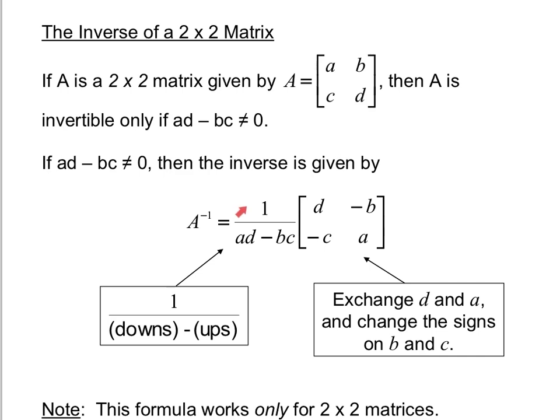It's 1 over the downs minus the ups, and then in this matrix you exchange and you change. The exchange is with the down diagonal, so swap the places, and then for the up diagonal you just change the signs. So exchange and change.